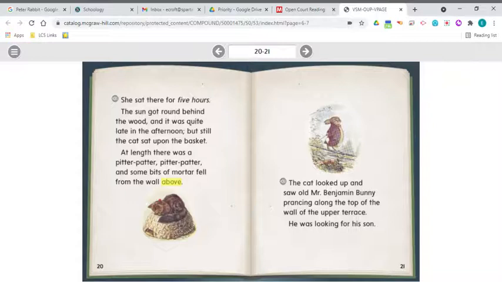Okay, so wait a minute here. This is a good time to stop and clarify. So the little bunny was Benjamin Bunny, but this is old Mr. Benjamin Bunny. This is his dad, because sometimes kids are named after their fathers or their mothers. So Benjamin Bunny must have been named after his father, old Mr. Benjamin Bunny.